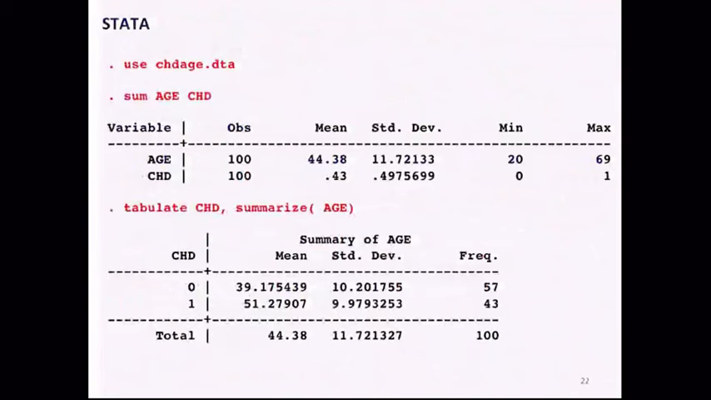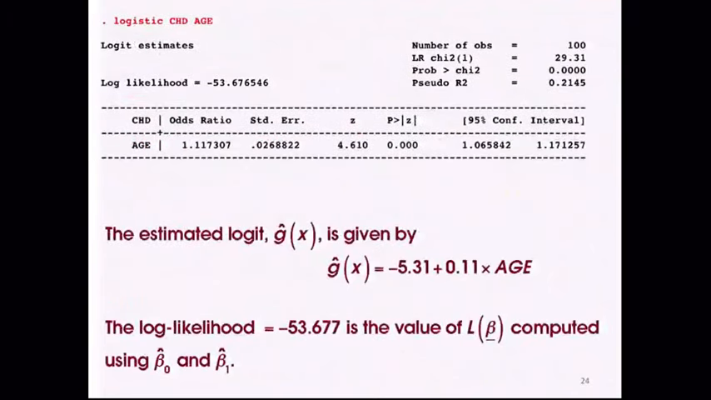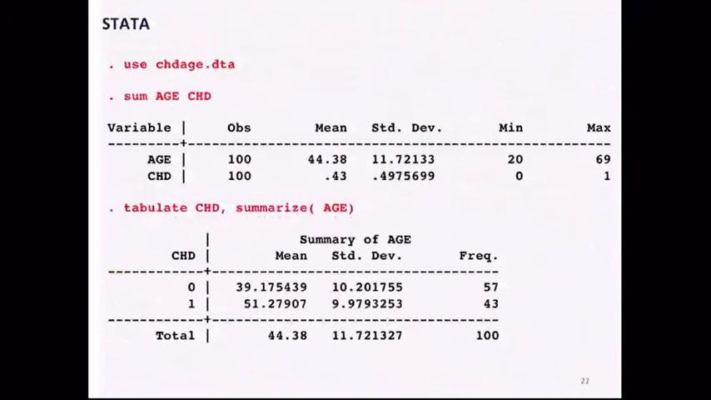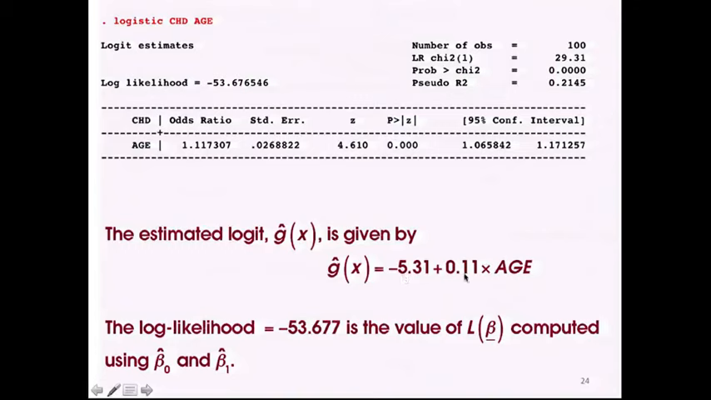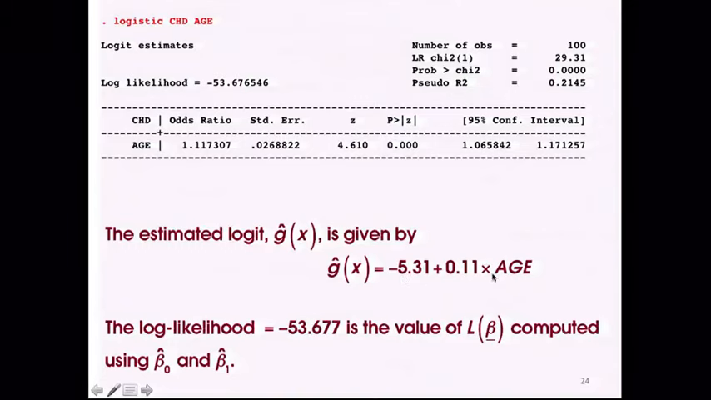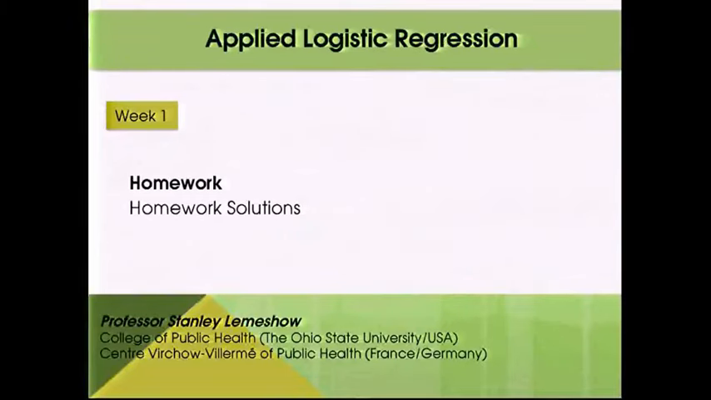So that's it. That's really all I want to say for today, pretty much. Again, once I know the coefficients, I can write down the logit, g of x, beta naught plus beta 1 times x. Looks nice and friendly, just like in linear regression. And the log likelihood that's given in this model, in this case minus 53.677, is the value of the log likelihood computed using these estimates of the coefficients beta naught and beta 1. Okay? So that's it. You're now ready to take a crack yourself.